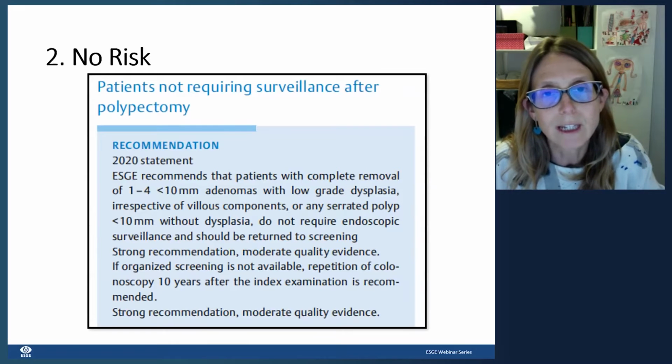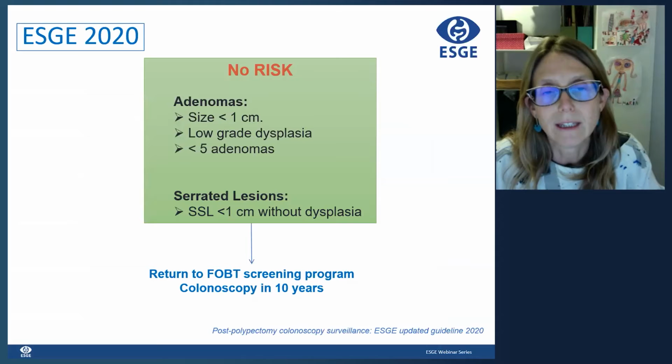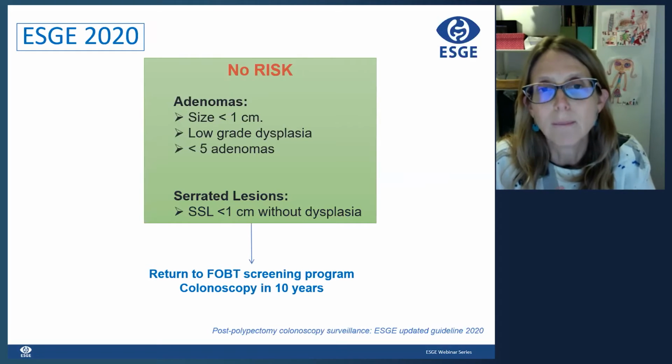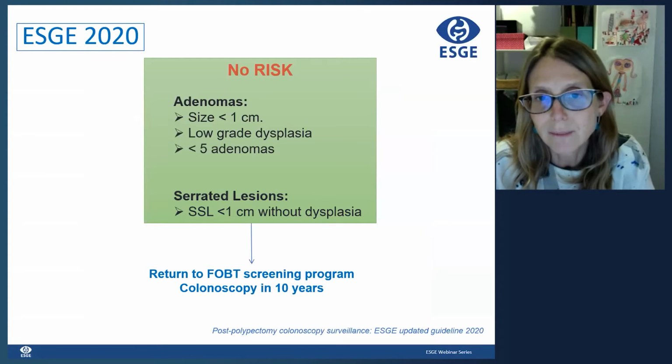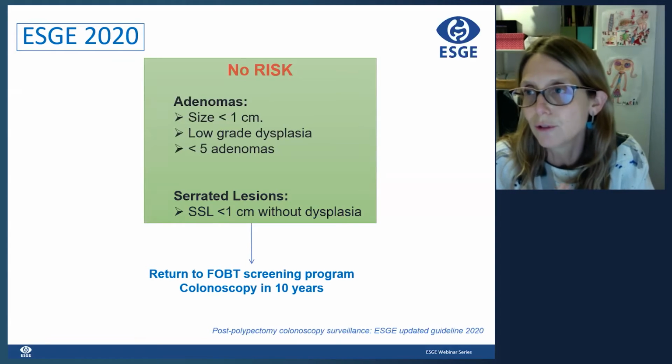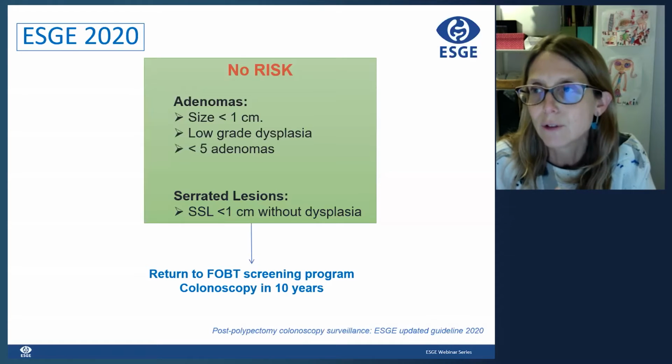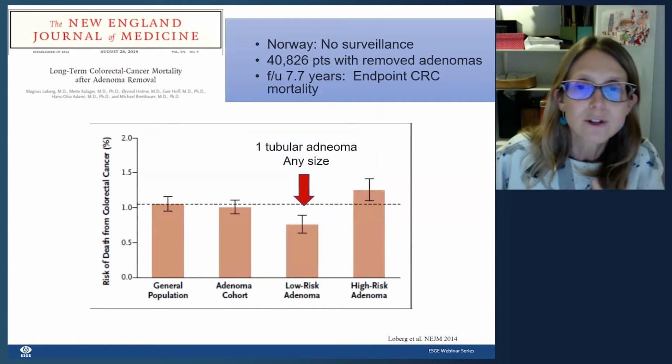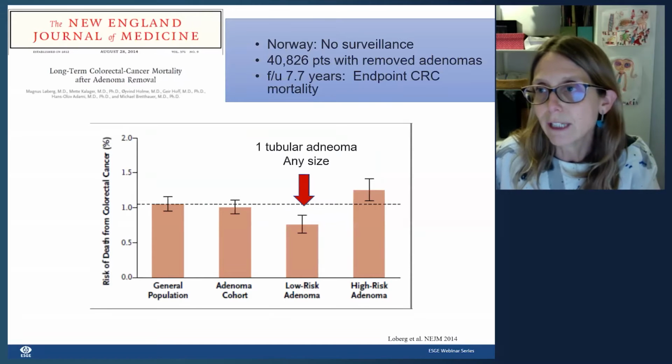So here is what you will read in the guideline. Those are the patients that are at no risk for having colorectal cancer, and they don't need to have surveillance. These are those patients that have polyps, adenomas smaller than 1 centimeter with low-grade dysplasia, or those that have fewer than 5 adenomas with low-grade dysplasia and smaller than 1 centimeter. Those people that have that kind of polyps don't need to go to surveillance because they don't have a higher risk for colorectal cancer. And this has been shown in several trials during the last 10 years.